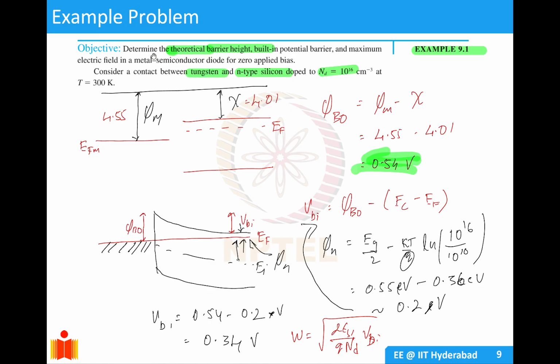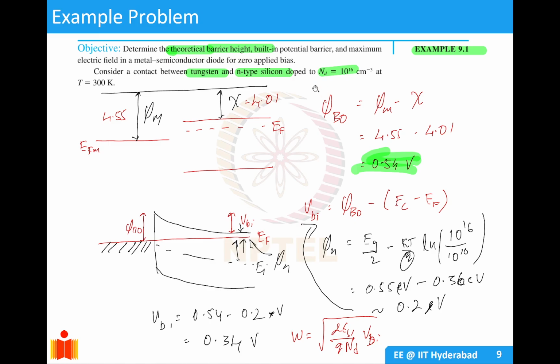So here's an example problem. Determine the theoretical barrier height, built-in potential barrier, and maximum electric field in a metal semiconductor diode for zero applied bias. Consider contact between tungsten and n-type silicon doped at Nd equals 10 to the power 16 per cubic centimeter at T equals 300 K. So we have to use the values we had seen earlier. For tungsten, the work function is given as 4.55, and for silicon, the electron affinity is given as 4.01.